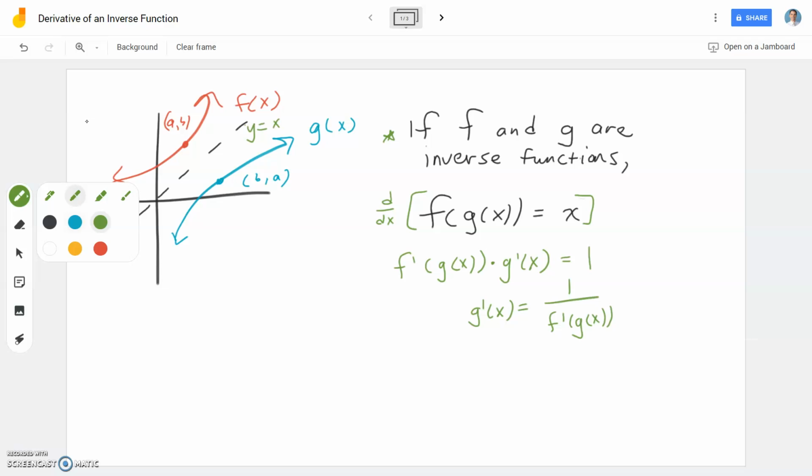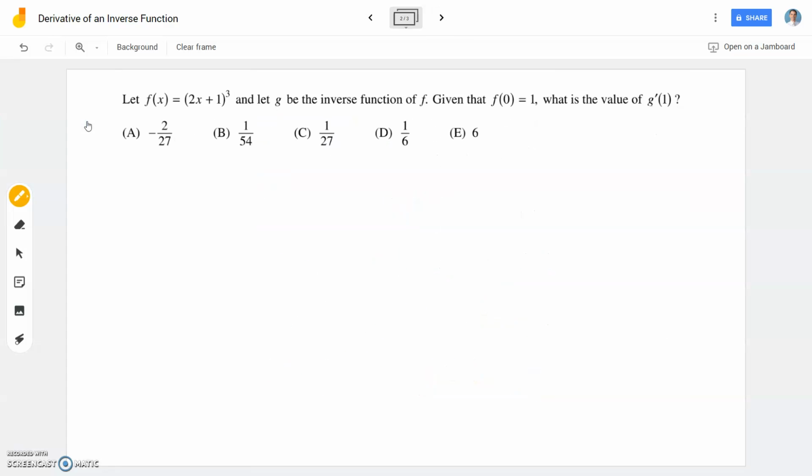Now that's close to, but not exactly how the formula generally appears in a calculus context. Usually it looks more something like this, that g prime of b is equal to the reciprocal of f prime of g of b. I'm going to show you a couple of applications of this in calculus problems.